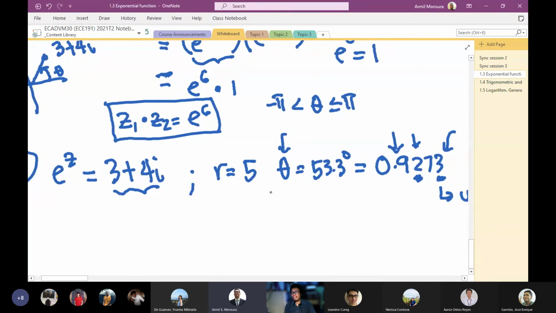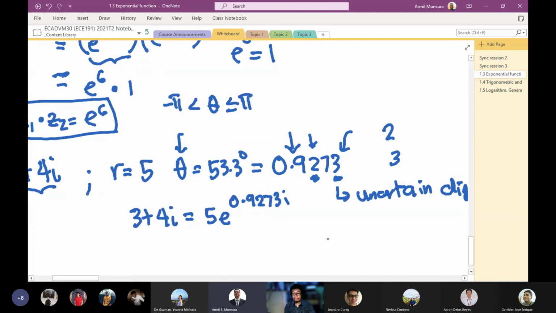We know that 3 plus 4i equals 5e raised to 0.9273i. Again, the exponential form of a complex number is r e raised to theta I. Is that clear?